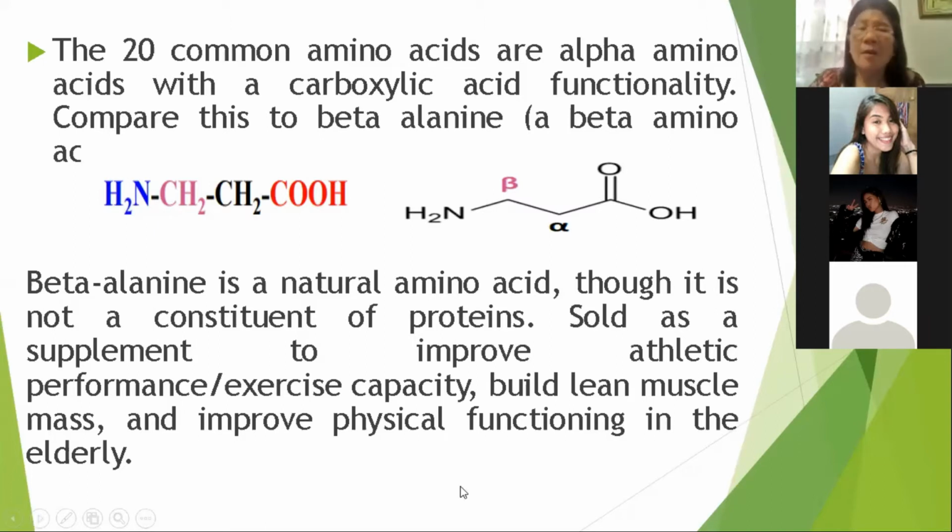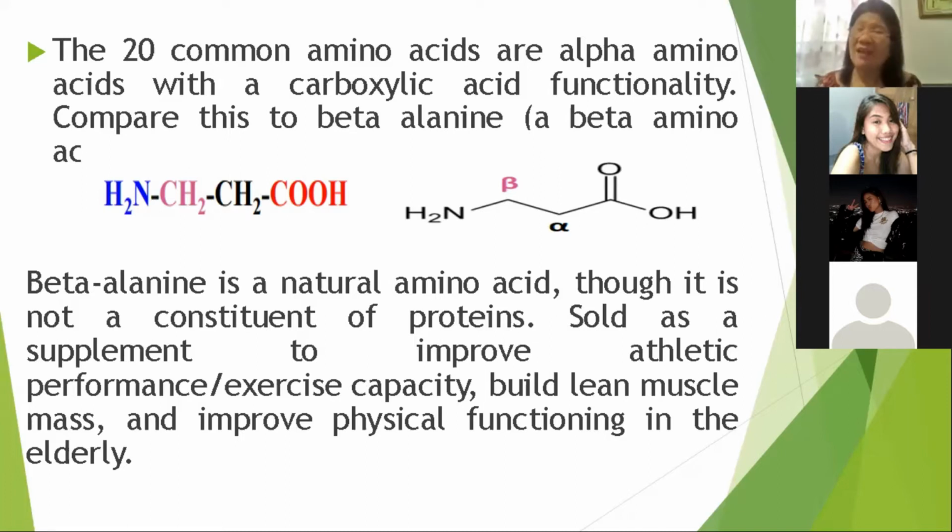Why? Ma'am, why? Because all amino acids are alpha. All amino acids, which are the basic constituent of the nutrients in the body, are all alpha. We cannot digest the beta. Only alpha is for us human beings.